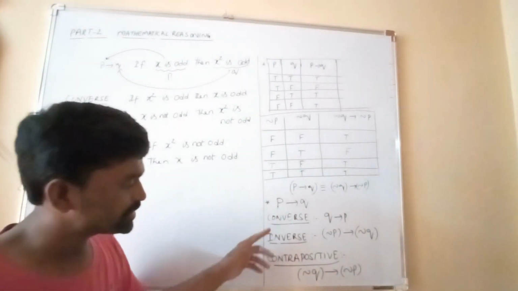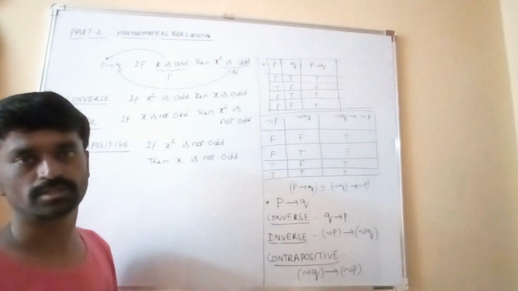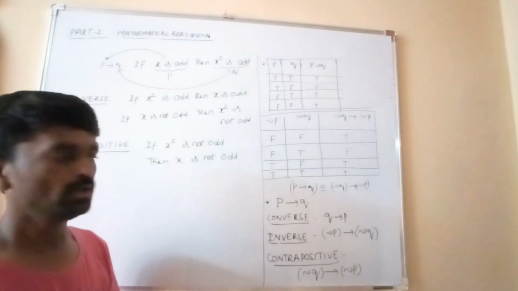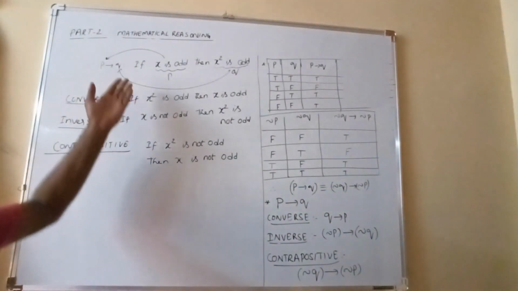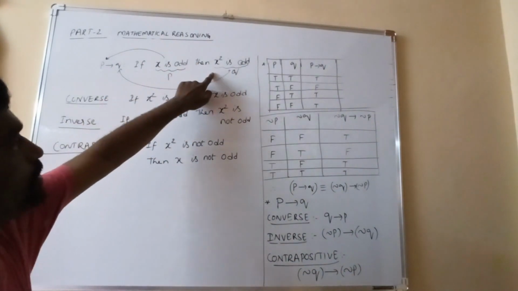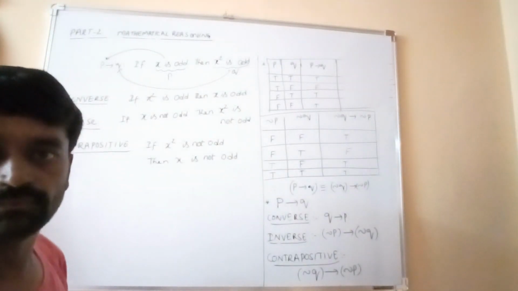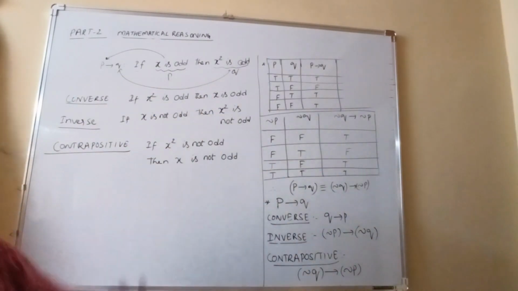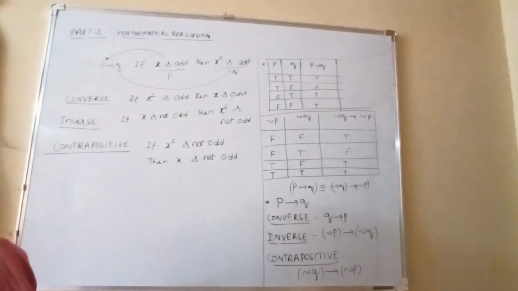Suppose they ask the converse of contrapositive, what is left? Inverse. Just find the inverse of the given conditional. Suppose they ask the inverse of contrapositive of the given conditional, what is left? Converse. So just find the converse of the given conditional. For this same conditional, find the converse of contrapositive. What is left? Inverse. What is its inverse? If X is not odd, then X square is not odd. Okay, so this is about converse, inverse and contrapositive.